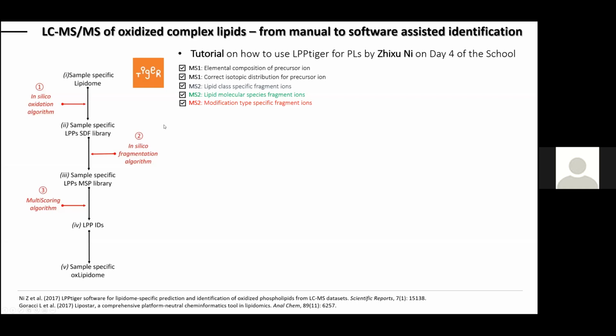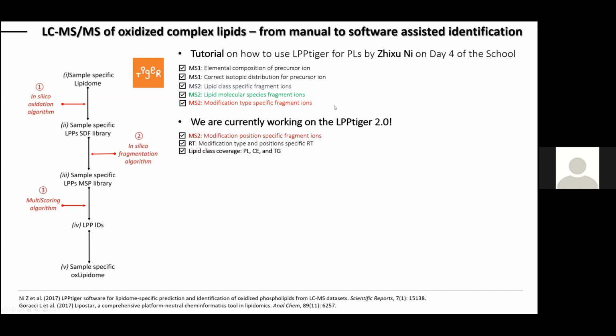And if you are interested to know how it works, there will be a tutorial provided by Jishuni on day 4 of our school, where he will explain how we designed the first version of LPP Tiger and how it actually works. So now it works for phospholipids only, and that actually covers this step in our checklist. So we do not have the position specific fragments, but we can go up to the modification type specific fragments here.